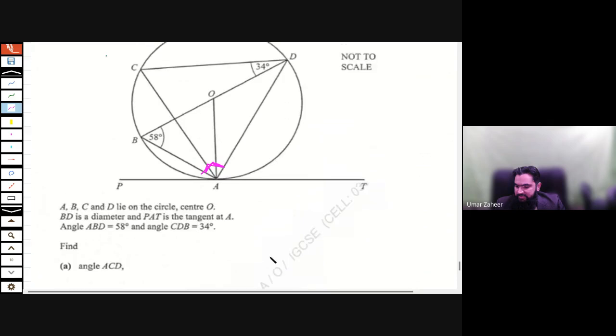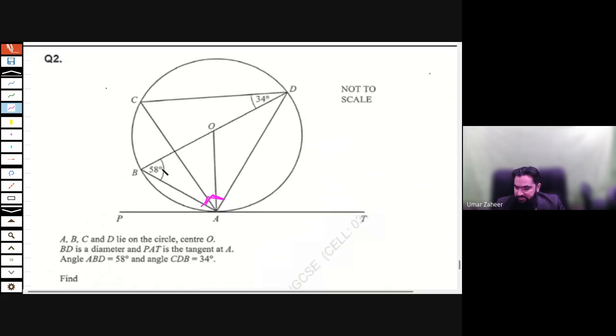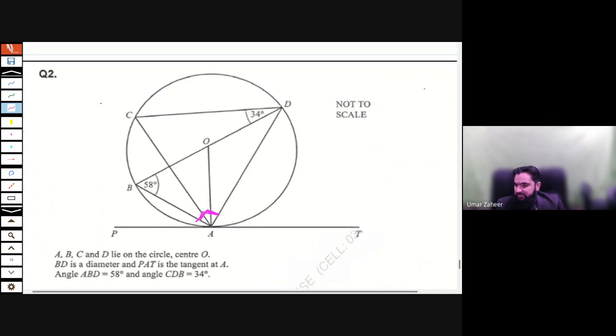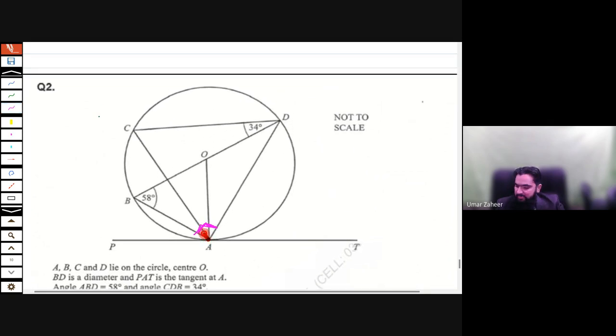In the next one, he says that ABD is given as 58 degrees and CDB is given as 34 degrees. He says that you have to find the angle ACD. So this is the angle that we need to find. Yes, Ariba, how can we find this angle?